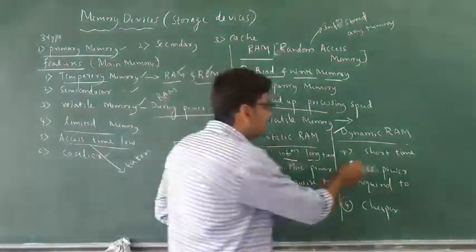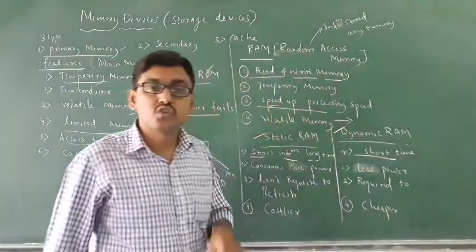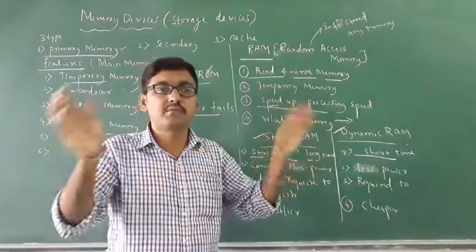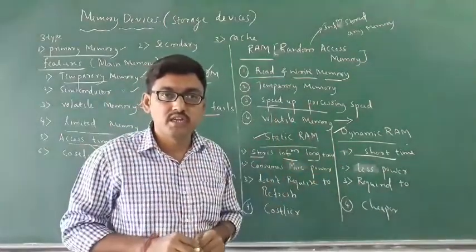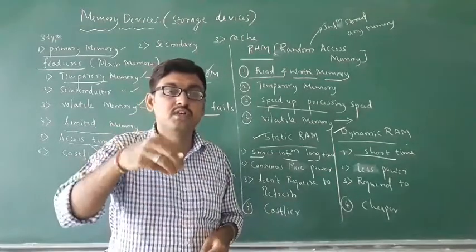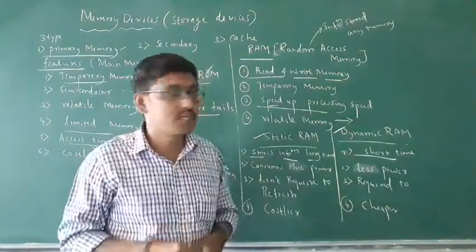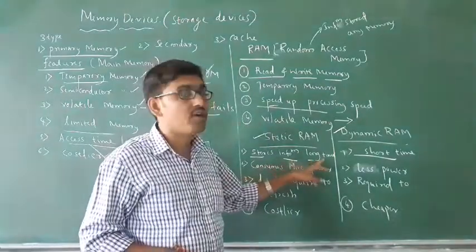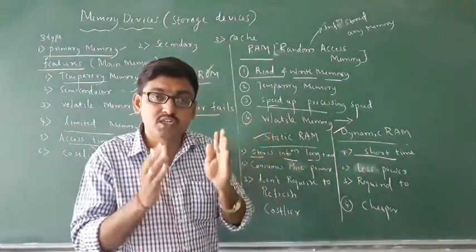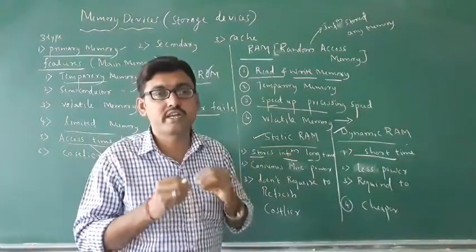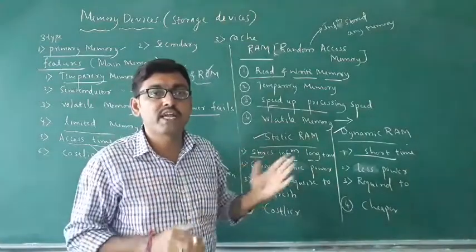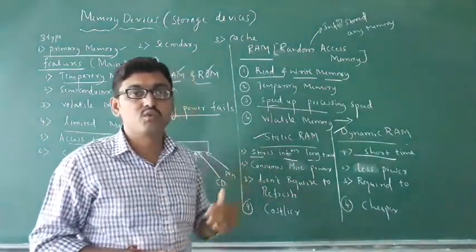But dynamic RAM stores the data in a short time only. Short time means 1 minute, and then the data gets erased. New data comes into the dynamic RAM. Got it? Static RAM stores the information for a long time. Dynamic RAM stores the information in a short time only, and in a short time the data will be erased from the dynamic RAM. You have to remember this.